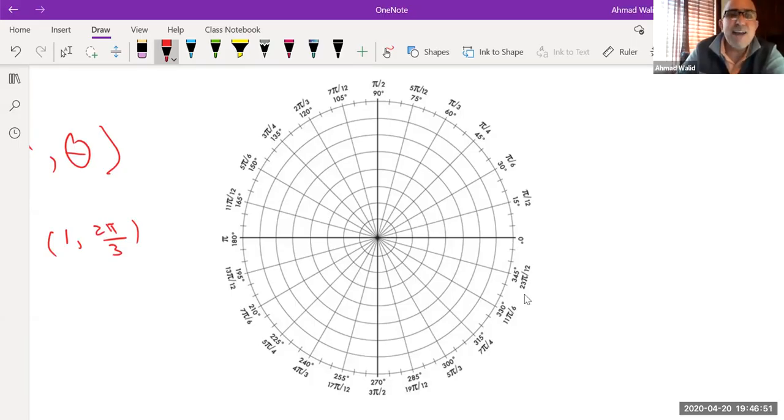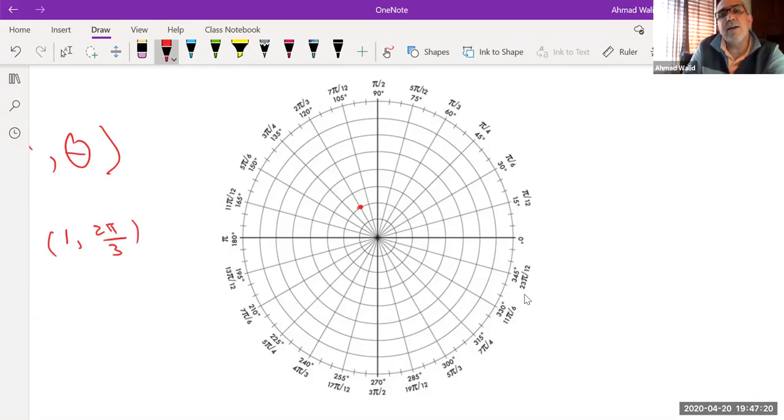Now, (1, 2π/3). Where is 2π/3? Can you find 2π/3 for me? Where is 2π/3? Here. 2π/3 and 1. I'll mark here. This is my point. Here is my point. Did you get it? How?